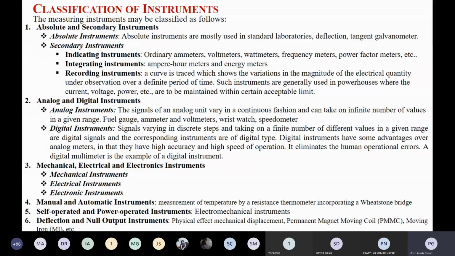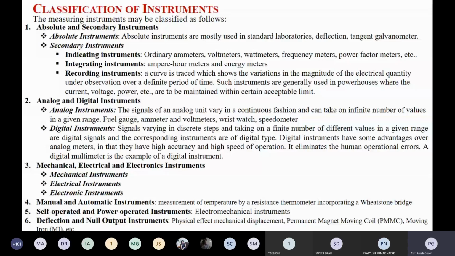In case of secondary instruments, when we design any kind of secondary instrument, we have to find some standard. Normally we consider the absolute instrument as the standard instrument. If we use the absolute instrument as a standard, we can design any secondary instrument. Secondary instruments are again differentiated into three types: first, indicating instrument; second, integrating instrument; and third, recording instrument.